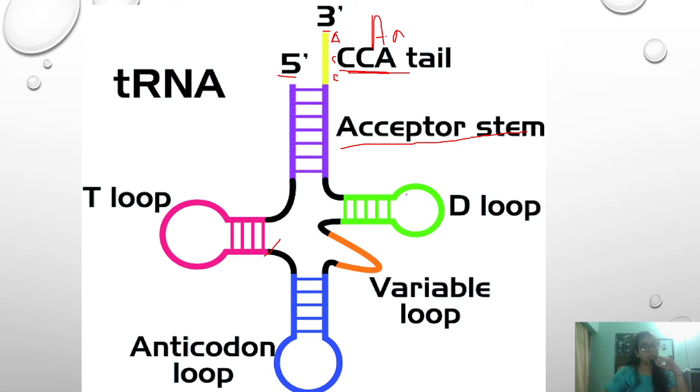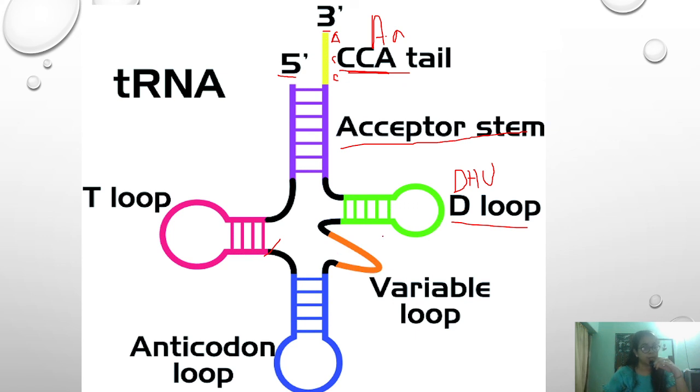Okay, next comes the D loop. Why is it called the D loop? Because it has dihydrouridine. It consists mainly of many nucleotides, and guanine residues are present. It is also called the DHU loop. Okay, it has both stem as well as loop, and it has 7 to 11 unpaired bases present.